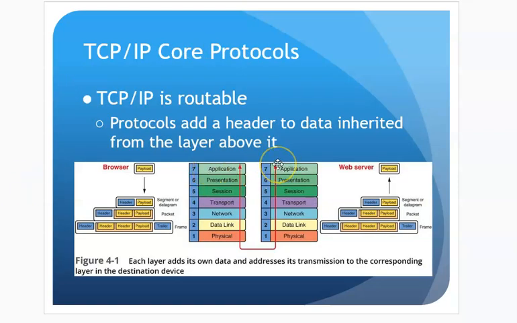TCP/IP is routable. Some early protocol stacks were not routable, and certain networking protocols that got used were not routable. TCP/IP is, and we should remember that as we are moving data from our browser down through to get prepared to send, we are adding headers for each of these distinct layers. Transport, network, and data link layers are adding headers so that they are readable on the other side.